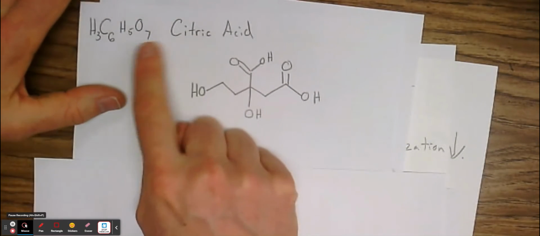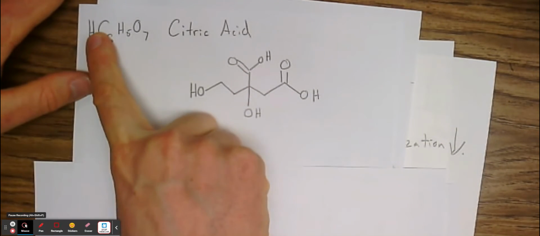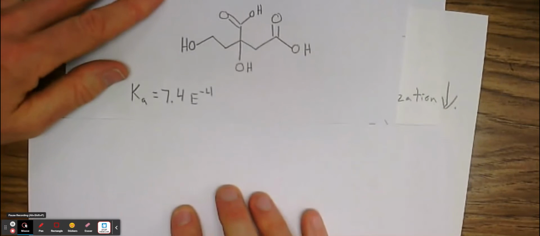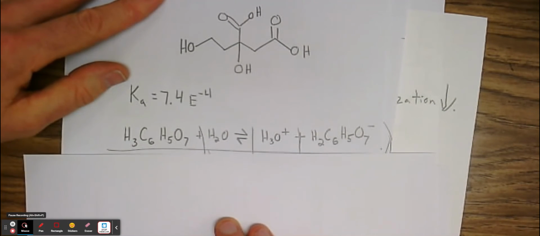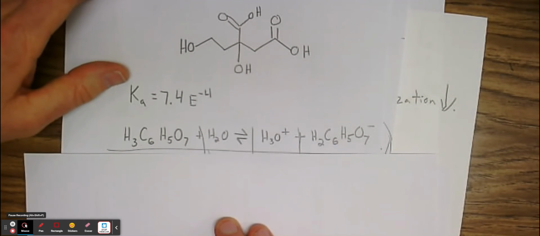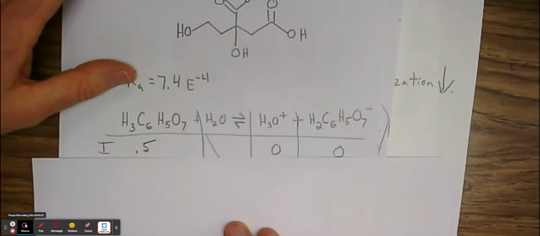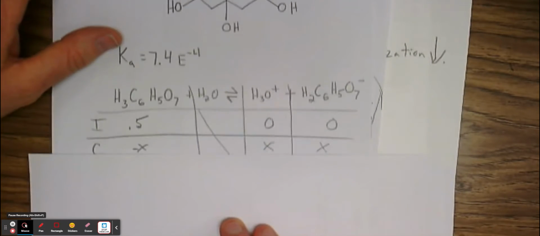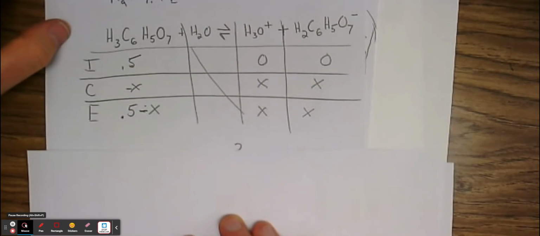So citric acid is an acid, so it's going to give a proton. These ones in the front, that's going to change to a 2. It's going to give a proton to water, and I'm going to have that. And then I'm going to set up my RICE table, my ICE table or RICE, whatever. 0.5 molar, none at the start. I'm going to add some, minus some, get this. All right, so there's my ICE table.